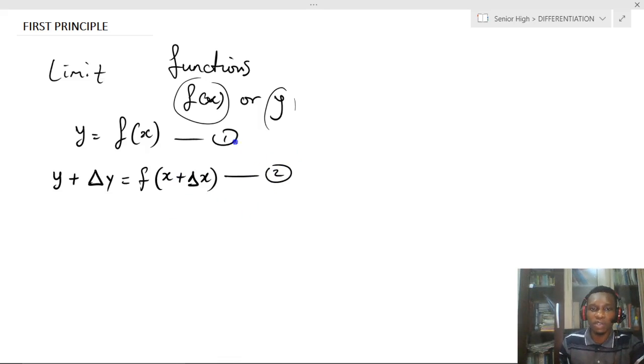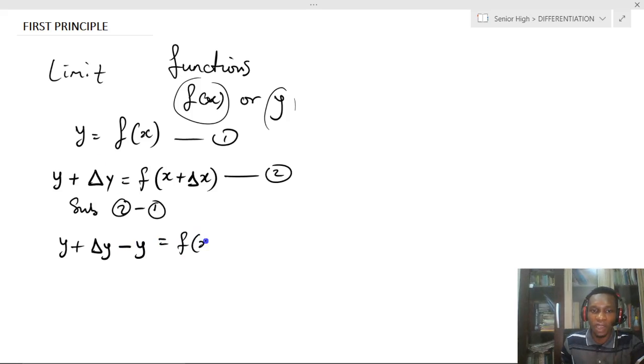Now solving these two equations together, I can just subtract the two. Let me subtract equation 1 from equation 2. That will be y plus change in y minus y, which is equal to f of bracket x plus change in x, minus f of x, right? Yeah.